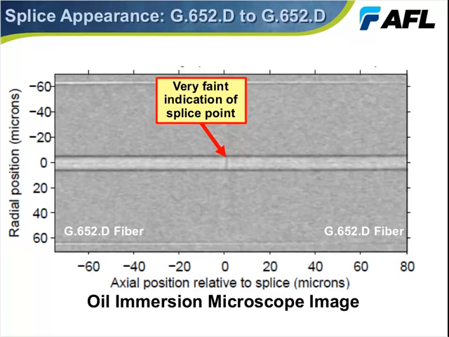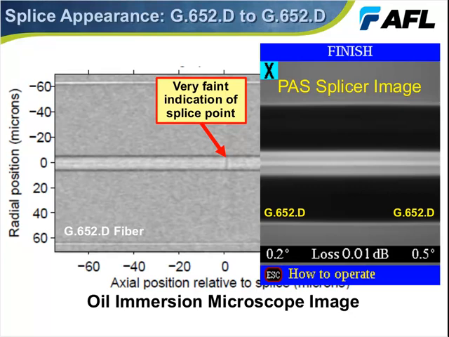And Connie, if you mouse click, here we can see the image from the splicer itself. And again, there's not much we can see. It almost looks like a continuous fiber that has never been spliced, which of course is what we want it to look like, because that means it's a good quality splice.